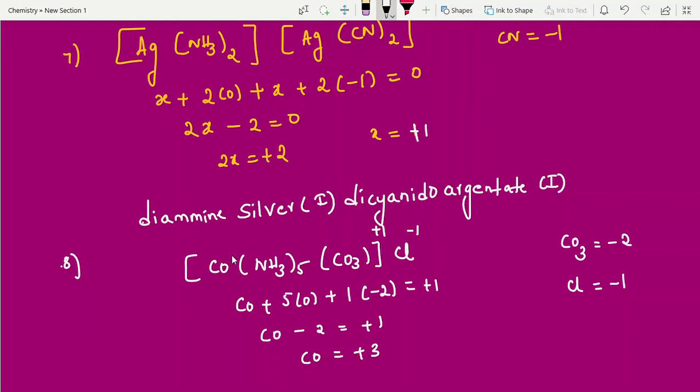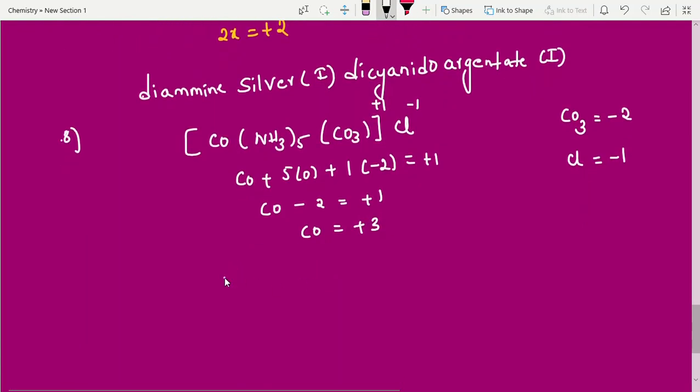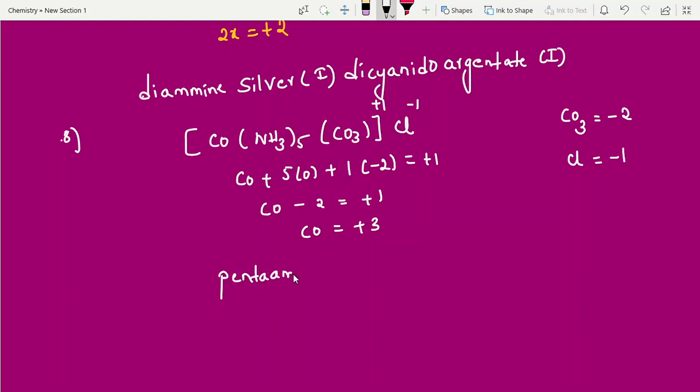Completed. Now we have to write ligands first, then the central metal atom. First we are writing the cationic complex, no? So write the name. Pentaammine. Ammine, two times we have to write m. If one letter you miss, you miss the marks. Pentaammine. Next one, carbonato.